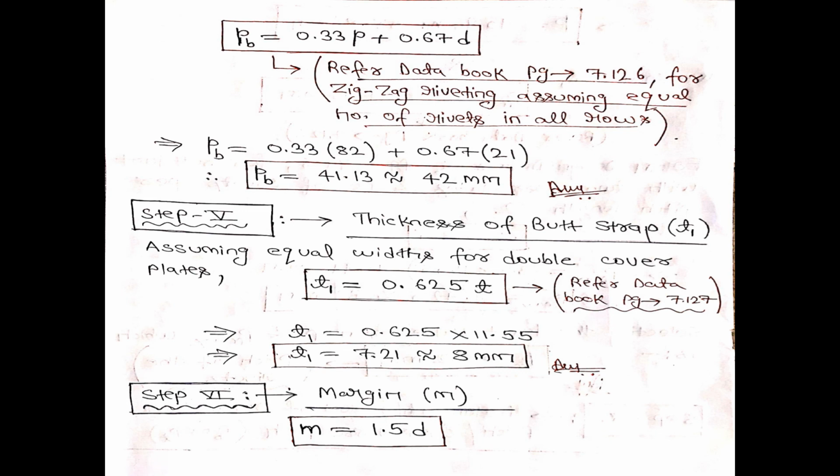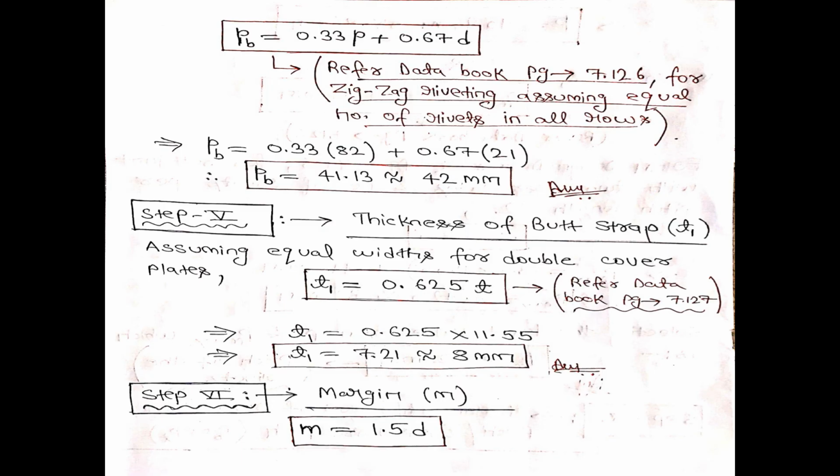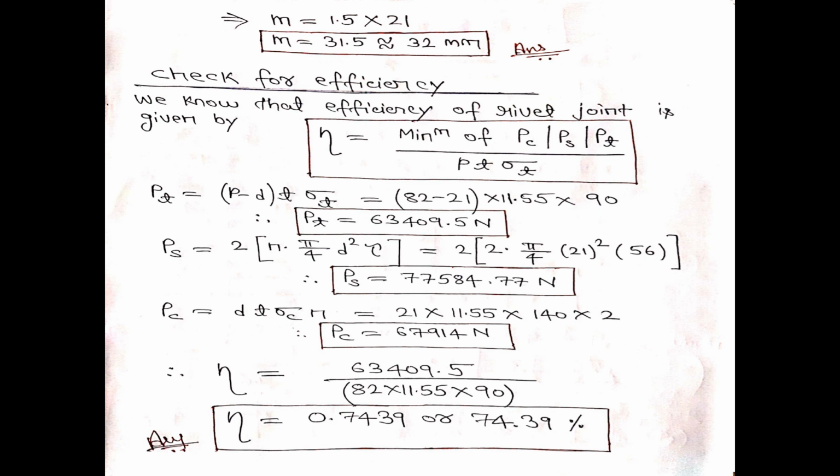And the last step is the calculation of margin. We know from the data book that margin is 1.5 times D. Sorry, D is the diameter of the rivet. The diameter is 21 mm. So it is 1.5 into 21, which is near about equal to 32 mm. So this is the margin of the rivet. So we got all the possible dimensions for the riveted joint.